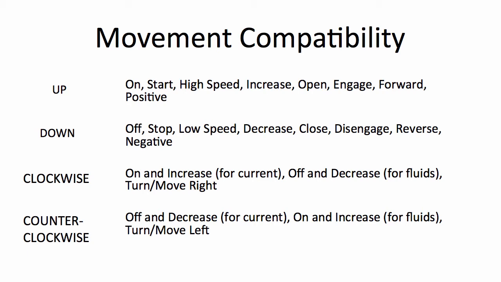Clockwise and counterclockwise mean different things in different uses. For example, you may be most familiar with the use of clockwise and counterclockwise for turning on and off spigots for fluids. So when you turn them clockwise, you're turning off the fluid. When you turn them counterclockwise, you're turning on the fluid. However, for currents, it's the opposite. When you go clockwise, you're increasing current, and when you turn it counterclockwise, you're decreasing current. So these kinds of human expectations can affect the use of controls.